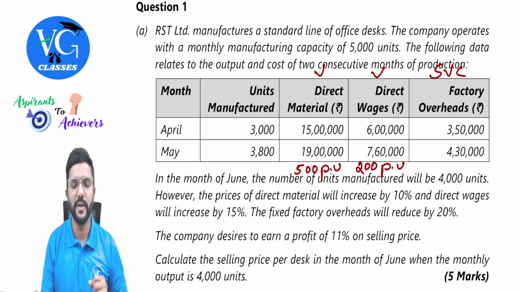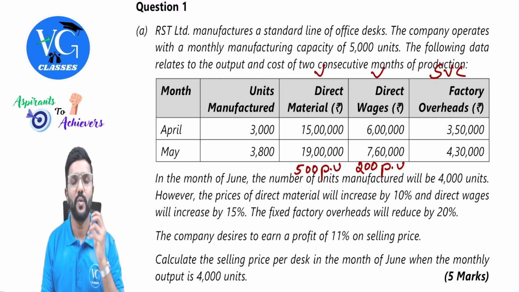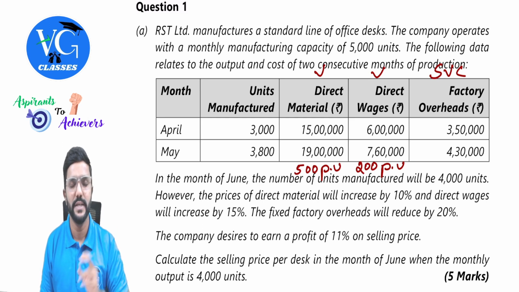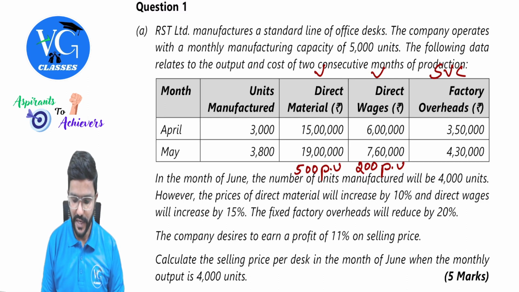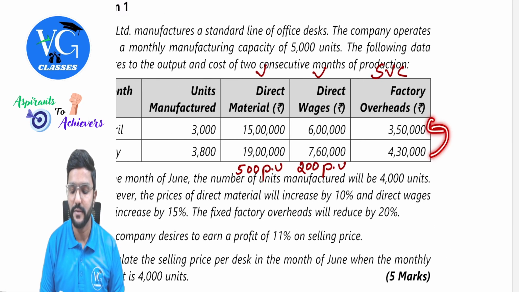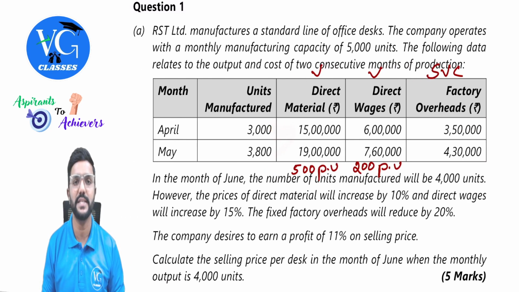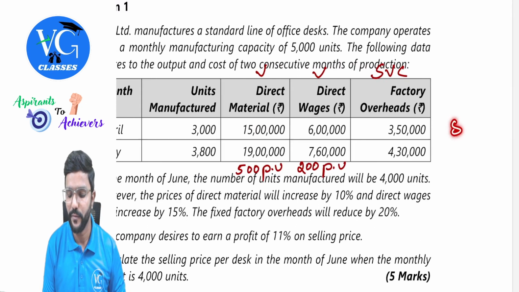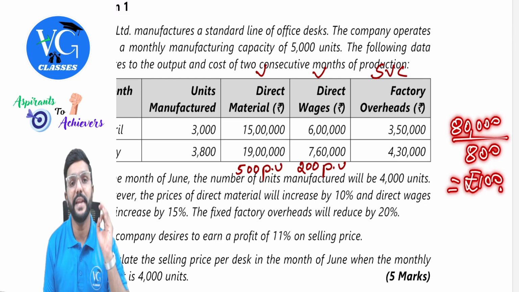So when it is a semi-variable cost, can we find out how much is variable portion and how much is fixed portion? Yes. So what is the formula to calculate variable cost per unit? Change in total cost divided by change in output, guys. So change in total cost, we will get 4,30,000 minus 3,50,000, which is 80,000, divided by 3,800 minus 3,000. So variable cost per unit is 80,000 divided by 800, guys. You will get 100 rupees per unit. This is the variable portion.